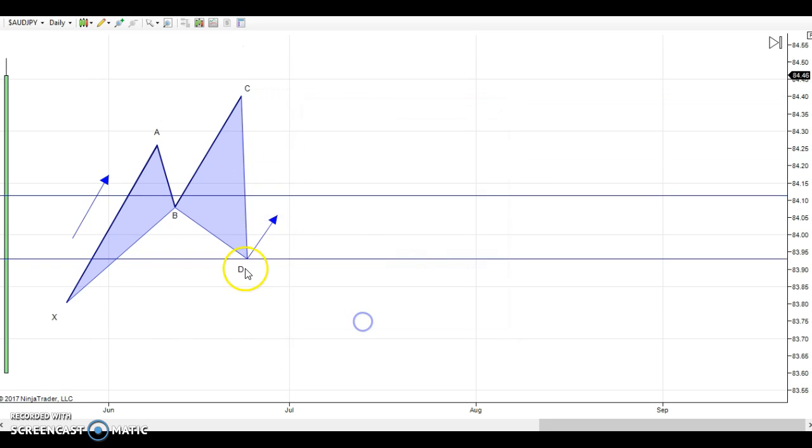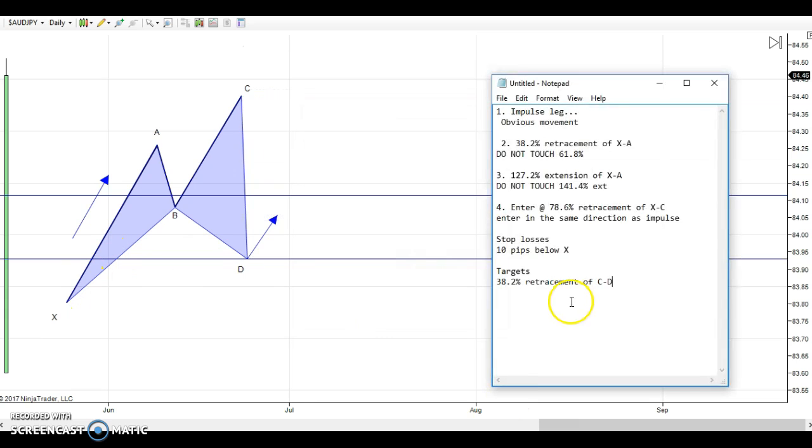Very simple, guys. So we want X to A, impulse leg. A to B, 38.2% retracement. We do not want to touch the 61.8. B to C, we want a 127.2% extension of X to A. And then we finally complete at the 786 right here. And we want to go bullish.